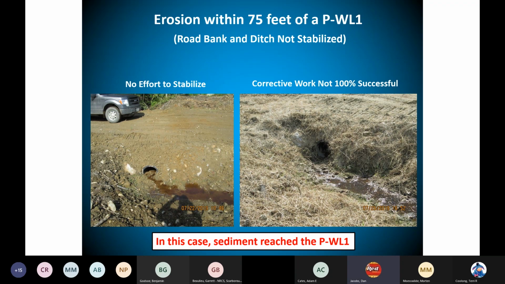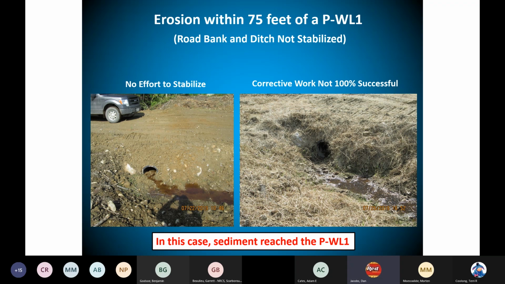This is actually my pictures, and this shows an issue with sedimentation into a P-WL1, which is a non-forested wetland. This was a case where road construction and maintenance was done. You see a cross drainage culvert here, and you can see that there's sediment moving down the road ditch through the cross drainage pipe and heading towards the non-forested wetland.